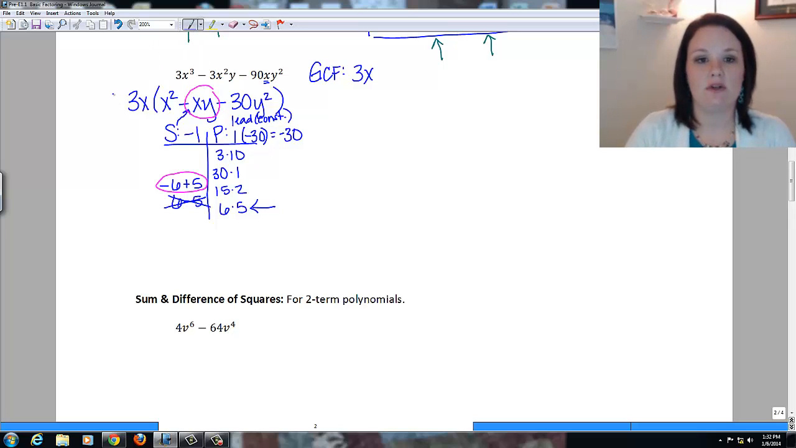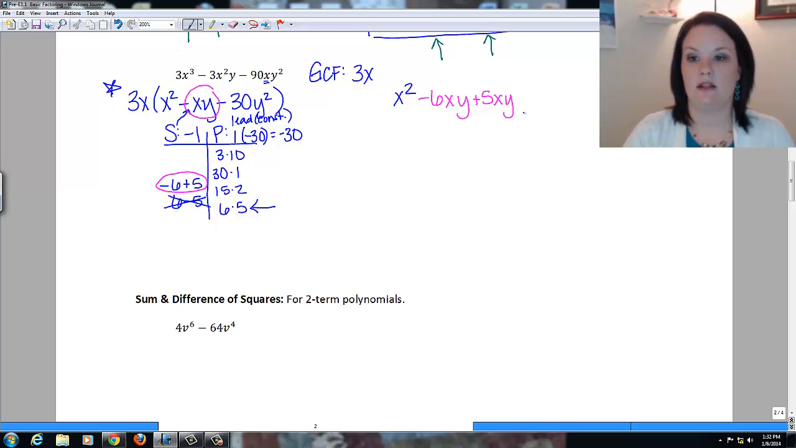I'm going to go ahead and put a star over here so I don't forget about my greatest common factor at the end, and I'm going to rewrite my polynomial. I have x squared. I'm going to use the two terms from my chart, which is -6, keeping the label from the middle term before, which is xy, plus 5xy. And then my third term, which is now my fourth term, -30y squared. Okay, and then I go ahead and group.